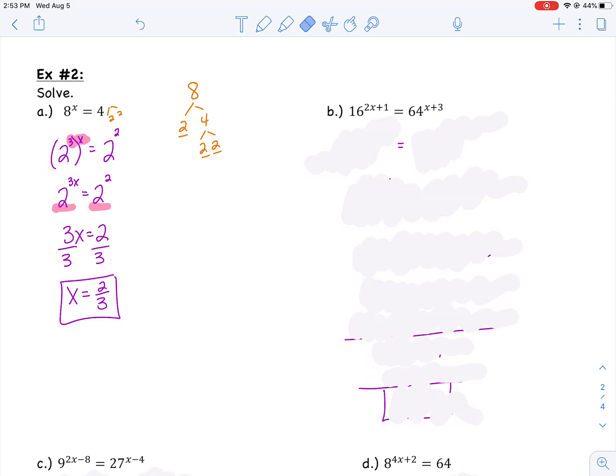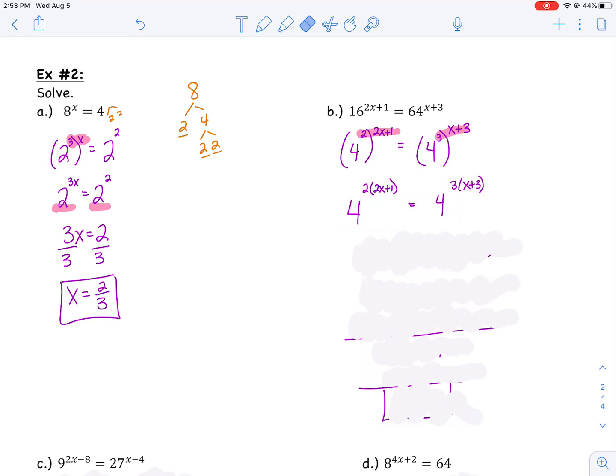Let's do another one. Look at B. I have exponential equations, with variables in the exponents actually on both sides this time, but my bases aren't the same. So I need you to figure out what we can change 16 into and 64 into so that they have the same base. What about 4? I can say that 4 squared is the same thing as 16. And I can also say that 4 cubed is the same thing as 64. Remember, when I'm raising to a power, these exponents multiply.